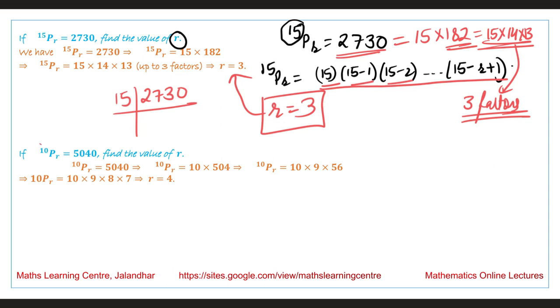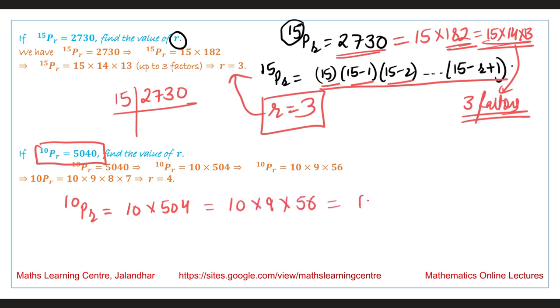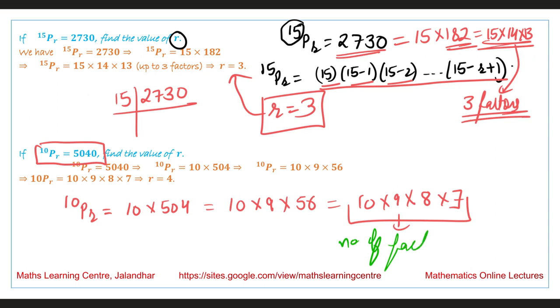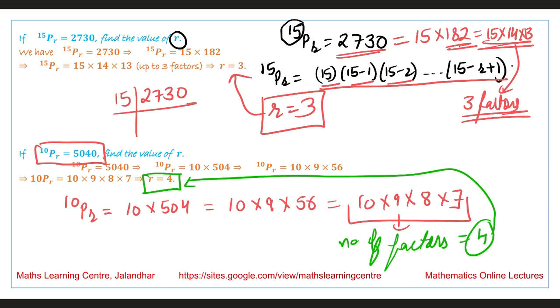Next, 10Pr is equal to 5040. So we can write 10Pr as 10 into 504, which is equal to 10 into 9 into 56, which is equal to 10 into 9 into 8 into 7. The number of factors we have over here is equal to 4, and that gives us the value of r, that is r is equal to 4.